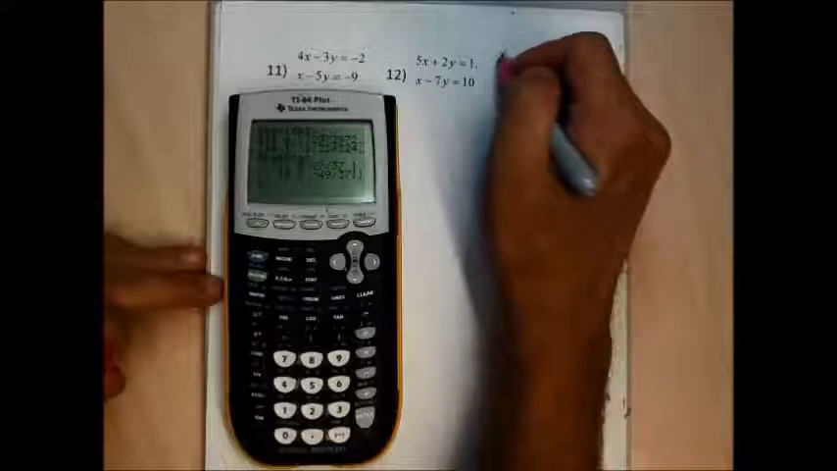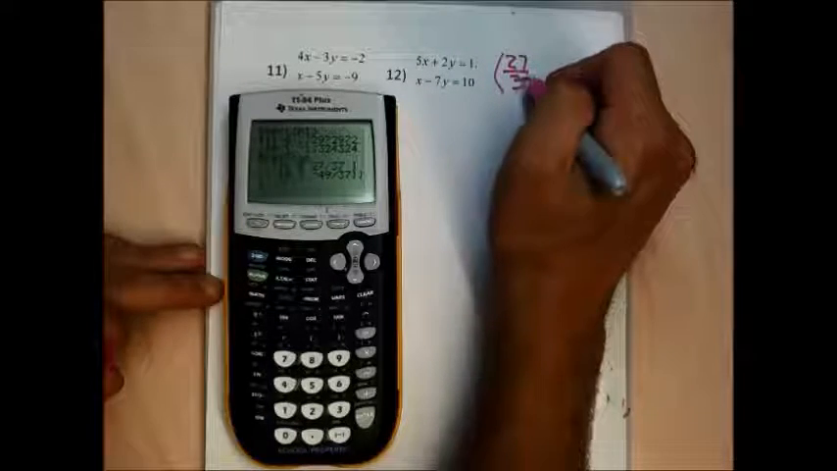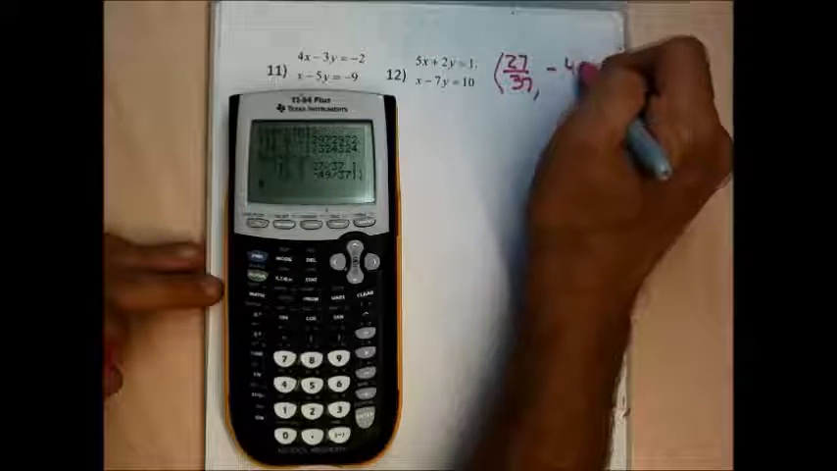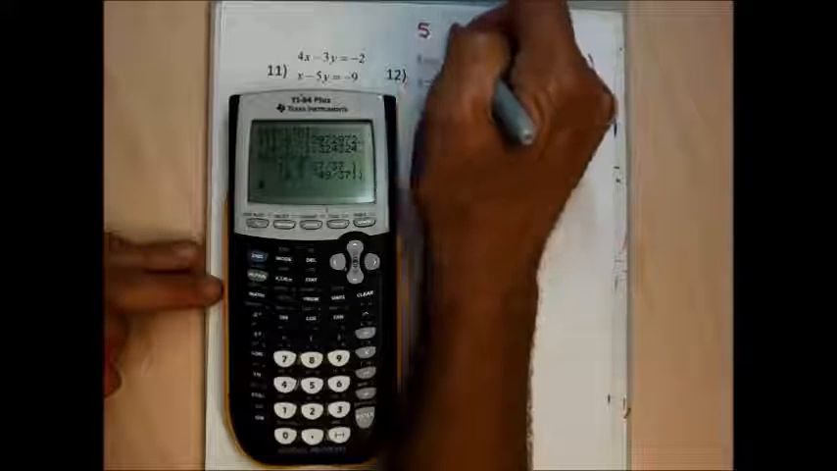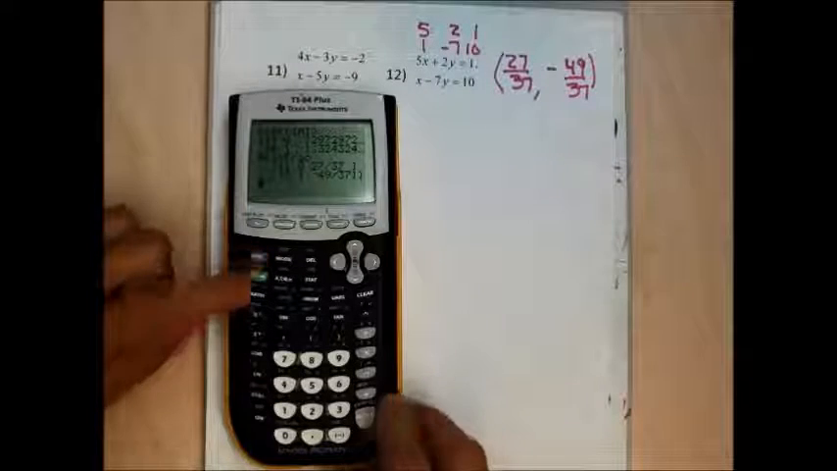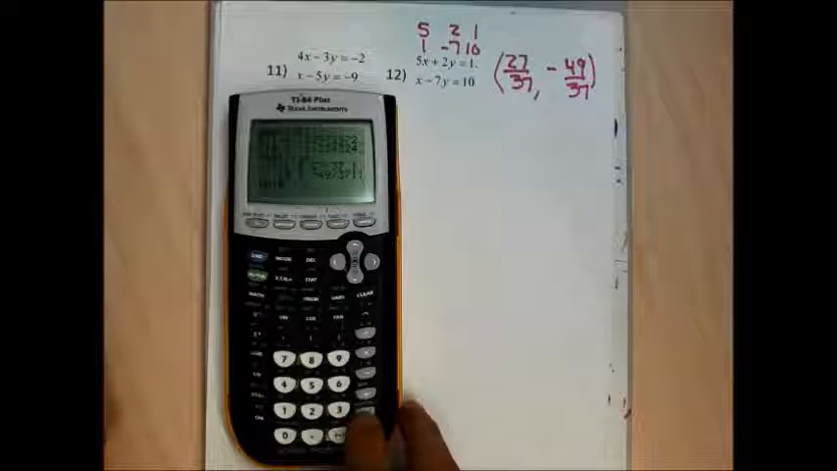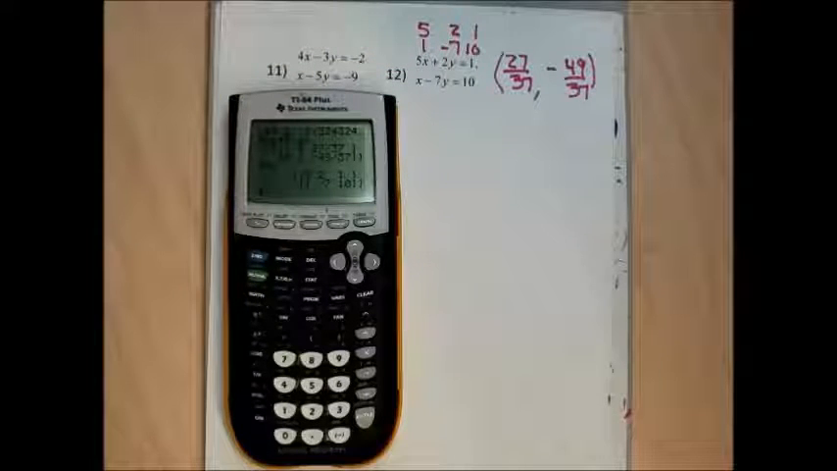If I entered it right, I believe the answer is x equals 27 over 37 and y equals -49 over 37. Let me make sure that I actually entered the matrix 5, 2, 1, 1, -7, 10 by just going second matrix, hitting enter on A and then enter again. 5, 2, 1, 1, -7, 10. So I entered the right matrix. Now I need to get those answers using determinants.